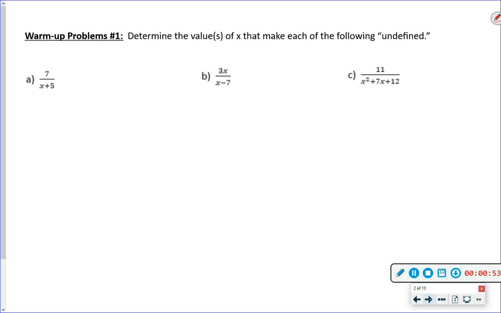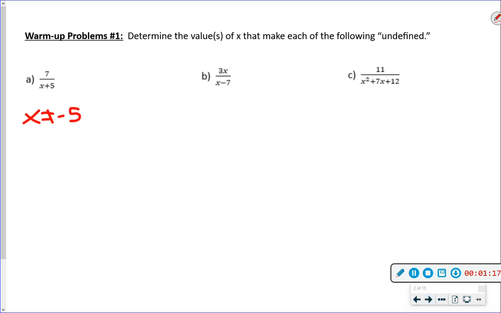And one of the things we need to talk about is when fractions are undefined, because that affects our domain, and that will also affect our vertical asymptote. So you know this. Fractions are undefined when you have 0 under the line. So don't overthink it. Look at A. What number is the only number you could not use for x? -5.